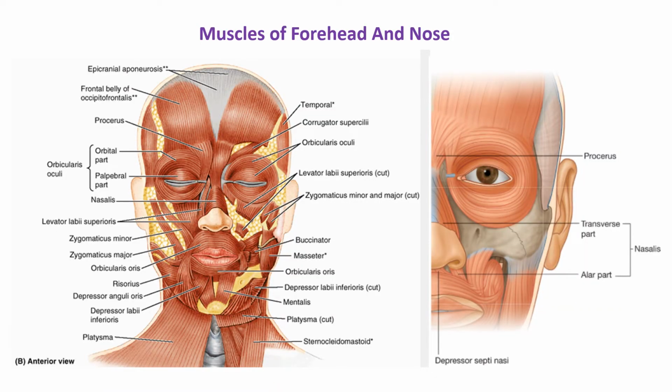Now, the rest of the muscles of the forehead and the nasal cavity, I'm not going to do them in too much detail. Please read them from the book. But look at this muscle. The other important muscle is the corrugator supercilii, which is present on the medial side of the eyebrow. When it contracts, the expression is that of frowning, and it drags the eyebrows medially.